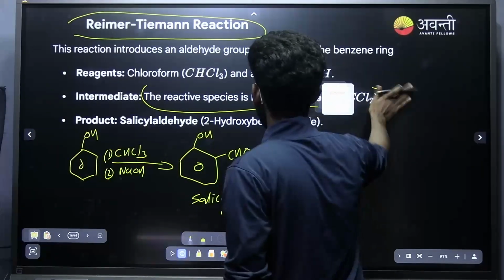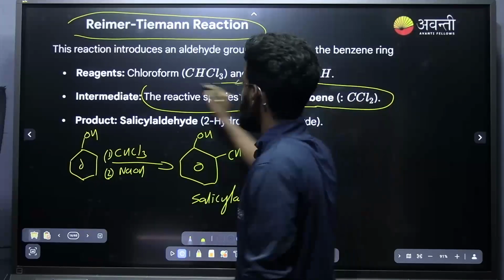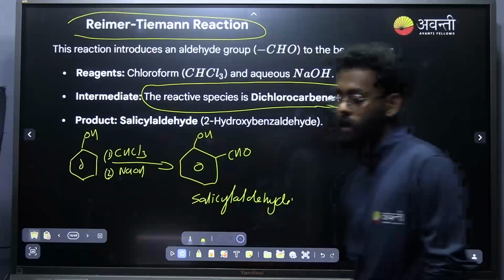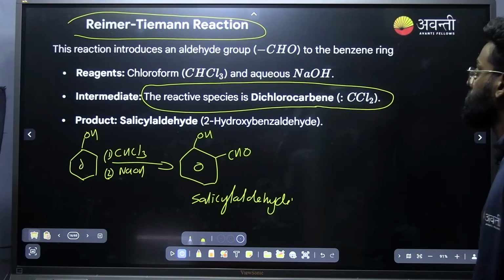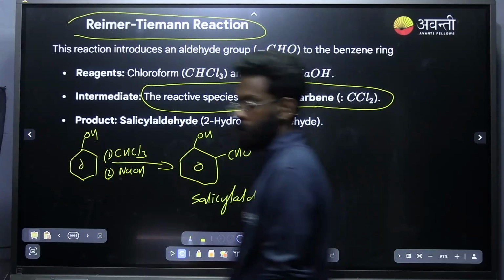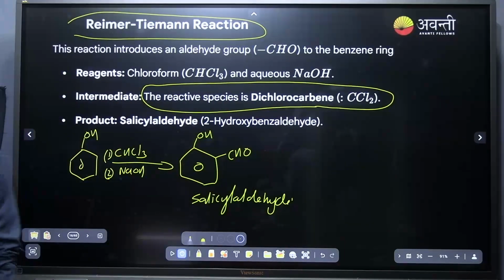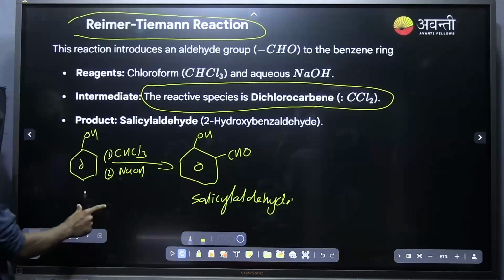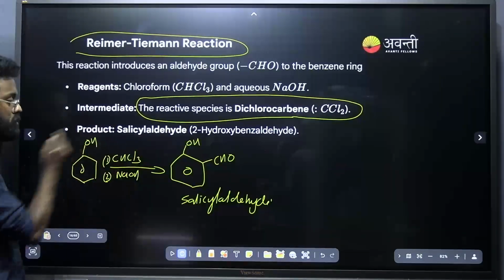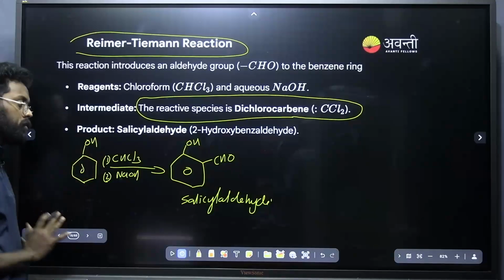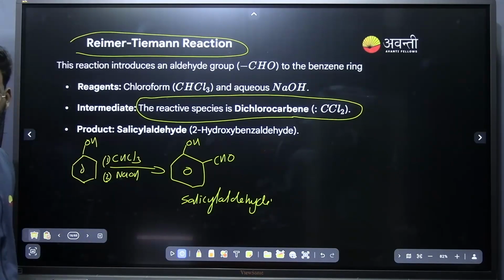What is the intermediate that is forming here? It is dichlorocarbene, CCl2. That's another point you should note down. Dichlorocarbene. Yes. Can I move? The Reimer-Tiemann reaction is an important name reaction. Remember, phenol will be converted to salicylaldehyde. Shall I move?